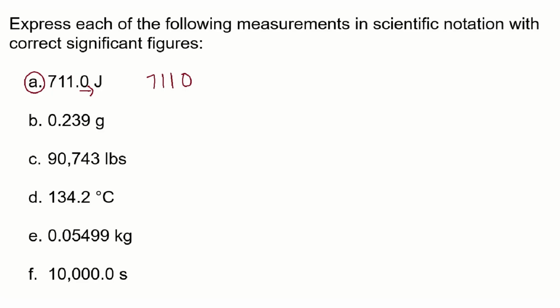Next, we need to move the decimal so the coefficient is a number greater than or equal to 1 and less than 10. So we need to move it 2 places to the left between the 7 and the 1. When we do that, we need to multiply it by 10 raised to the 2. This exponent of 2 corresponds to the number of times we move the decimal place to the left from the original number. Let's add our unit, and there's our answer to part A.